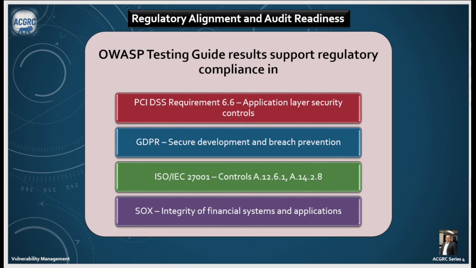Well, this alignment gives you audit-ready evidence that your application has been tested in a mature and structured way. OWASP isn't just about finding bugs. It's a framework that helps prove your application is tested and secure in a way that meets global regulations, frameworks, and audits. It helps teams stay compliant, confident, and ready for scrutiny while building more secure software.